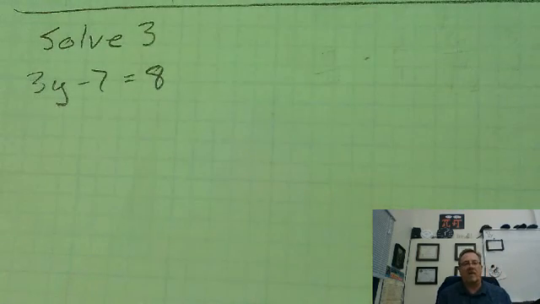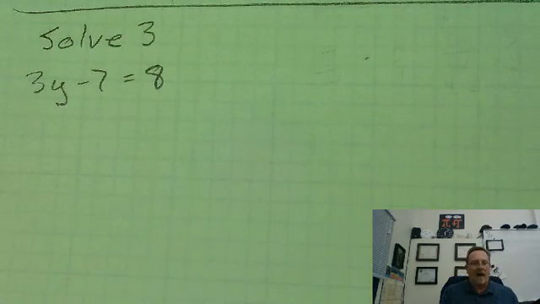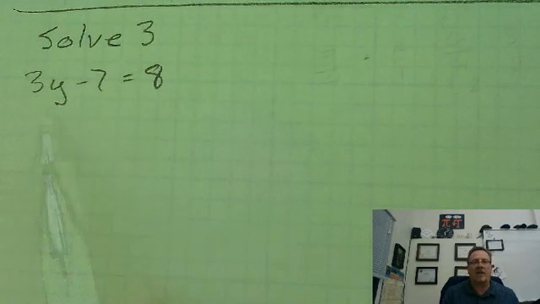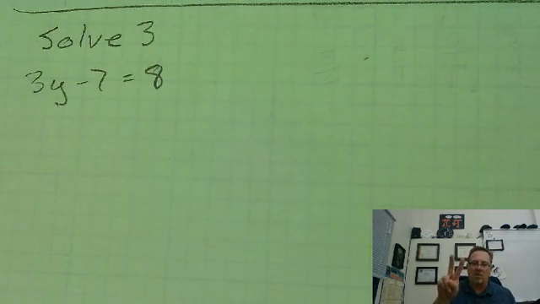3y minus 7 equals 8. Now notice we have some subtraction happening and we also have some multiplication happening, so we're going to have to do two things to get this done. So here's how we do these.